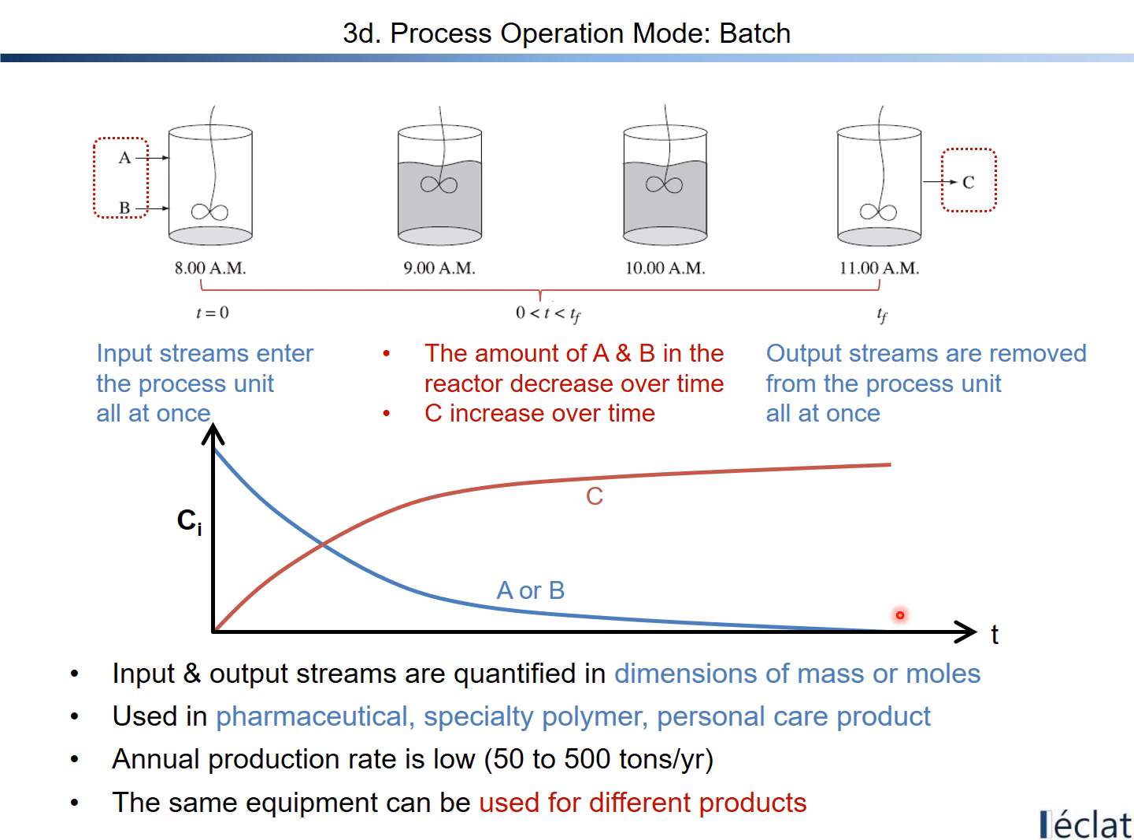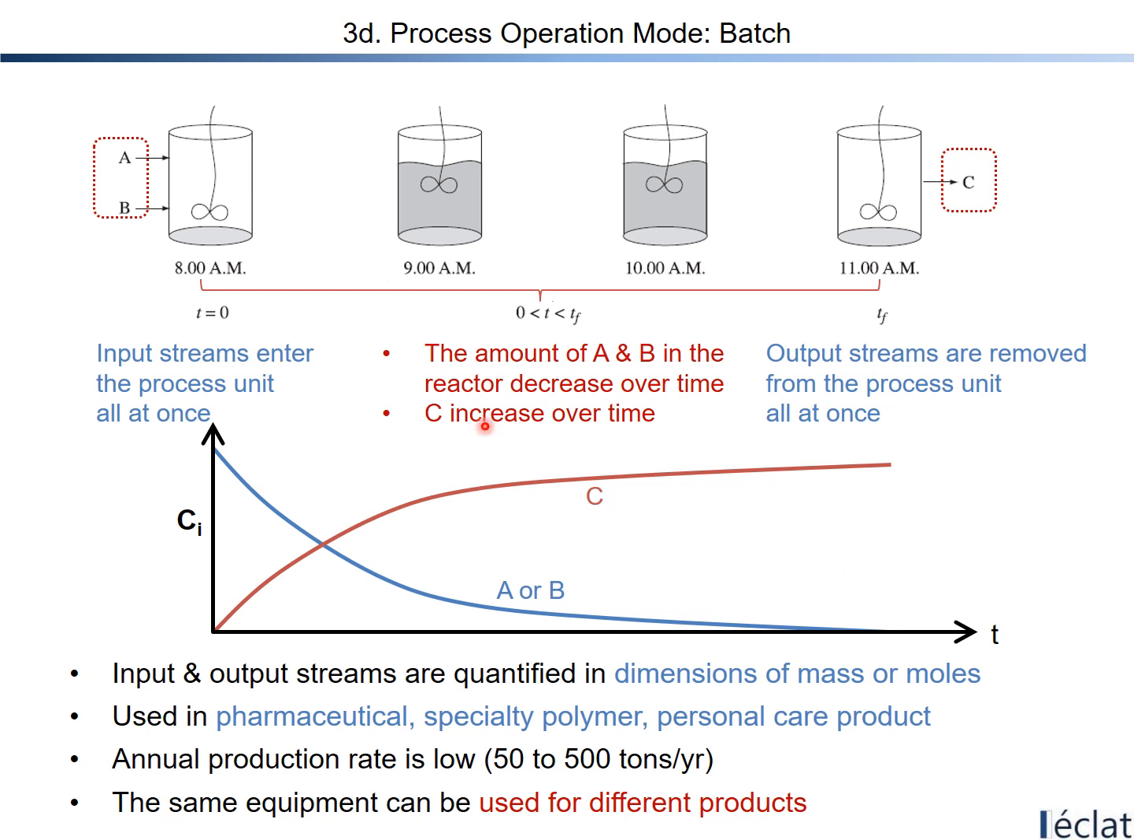So, here's the most important characteristic of the batch process operation mode. What is that? The concentrations of reactants and products change along time. I mean the concentration shows time dependency. That is the most important thing. That is the batch mode characteristic.